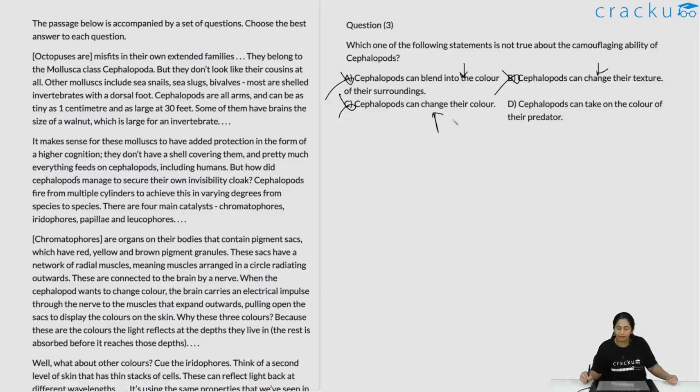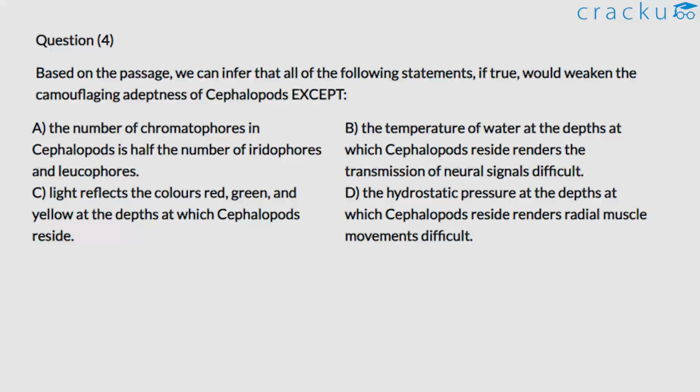Cephalopods can take on the color of their predator. Changing to what they see or the color of their predator is not mentioned. What is mentioned is that they can appear to take any of the three colors that are there in their sacs. They can appear to blend into their surroundings, but that they take on the color of their predator is not given at all in the passage. So this is not true according to the passage, at least. This is not mentioned in the passage. So option D would be the right answer.